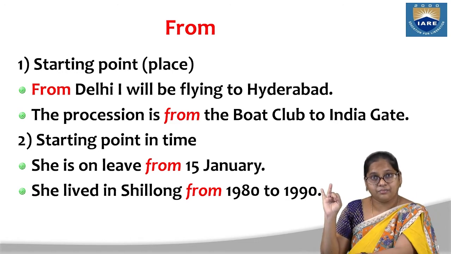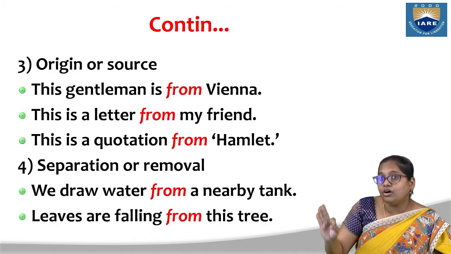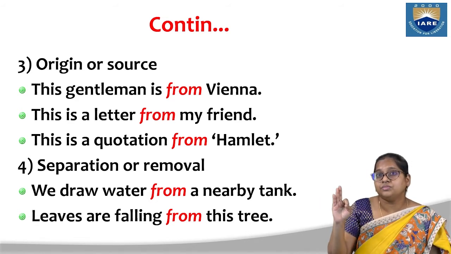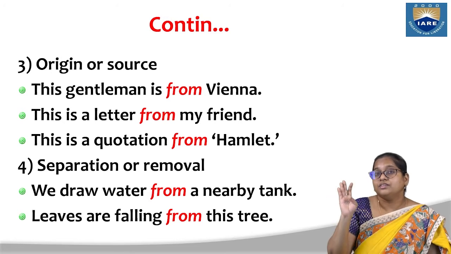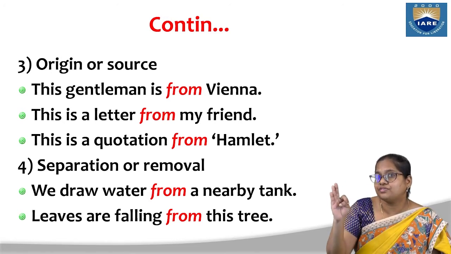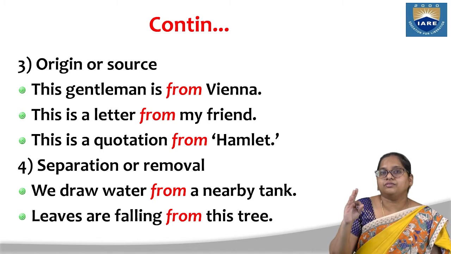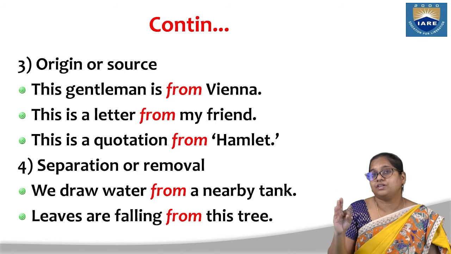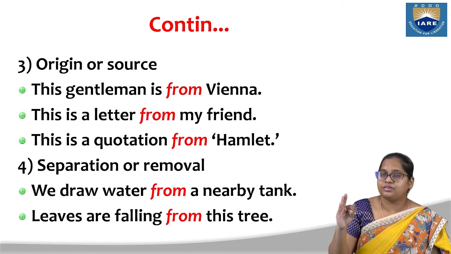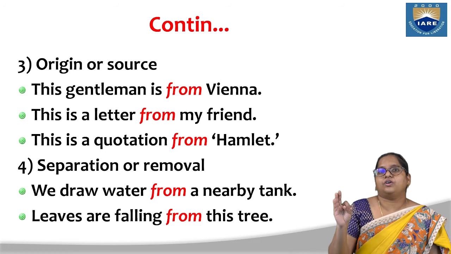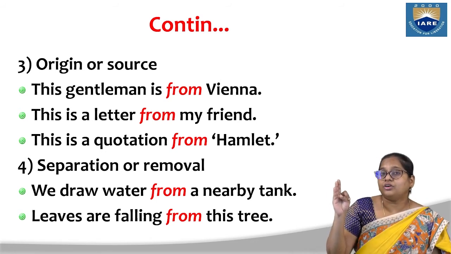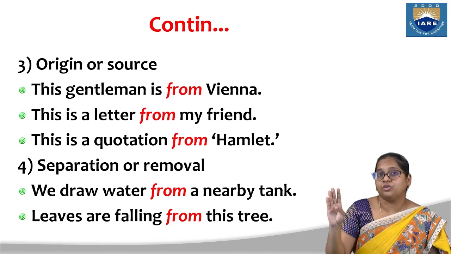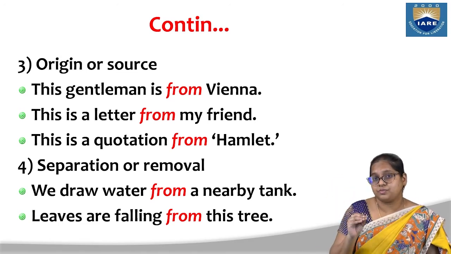So point in time. Next, when you are talking about the origin or source. This gentleman is from this place. This is a letter from my friend. So when you are referring to origin or source, you can definitely use this preposition. Next, the fourth context is when we are talking about a separation or removal, right? When you are talking about separation or removal, you can use this preposition from.